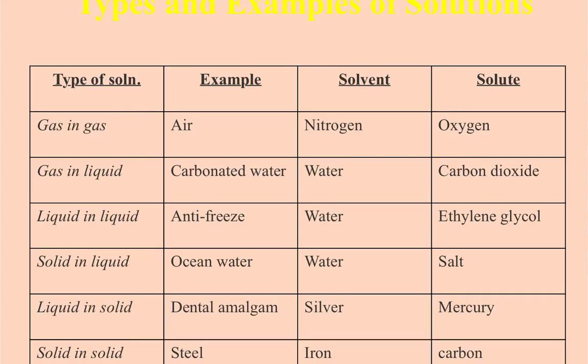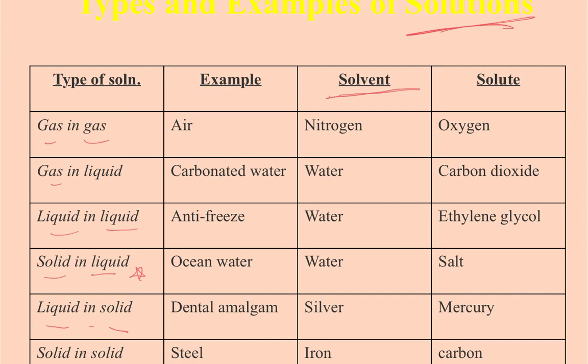So let's just give you some examples of what I'm talking about when I mean solutions. Okay, so we can have gas in a gas. We can have gas in a liquid. We can have a liquid in a liquid. We can have a solid in a liquid. This is what students think mostly solutions are. We could have a liquid in a solid, and we could have a solid in a solid. So by looking at the chart, I've given you some examples of these different types of solutions.